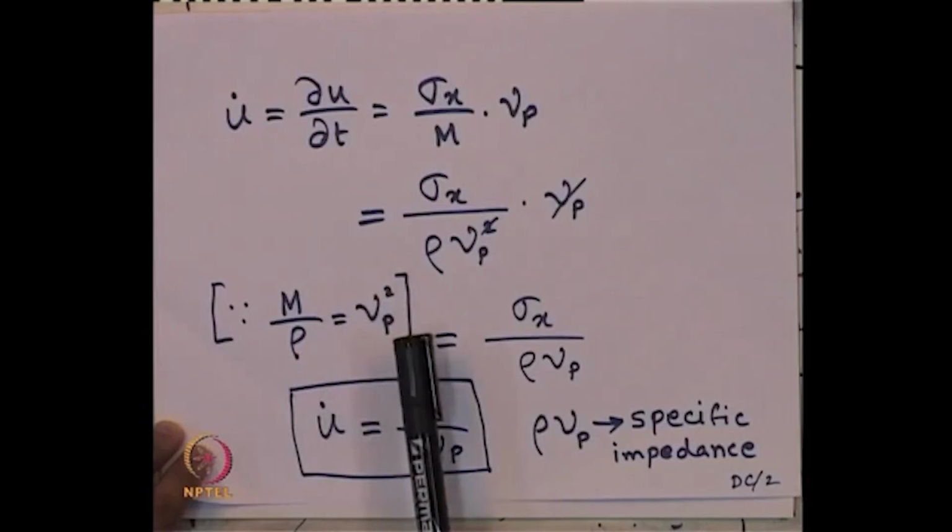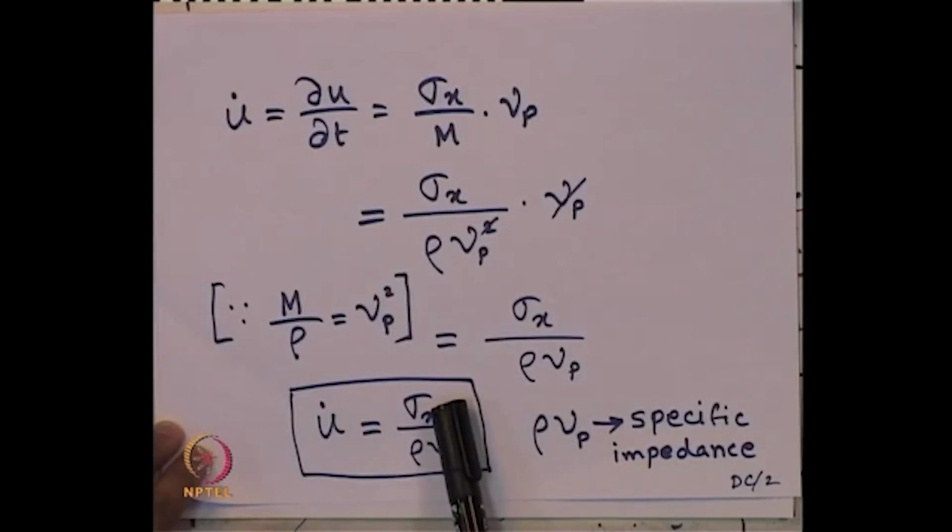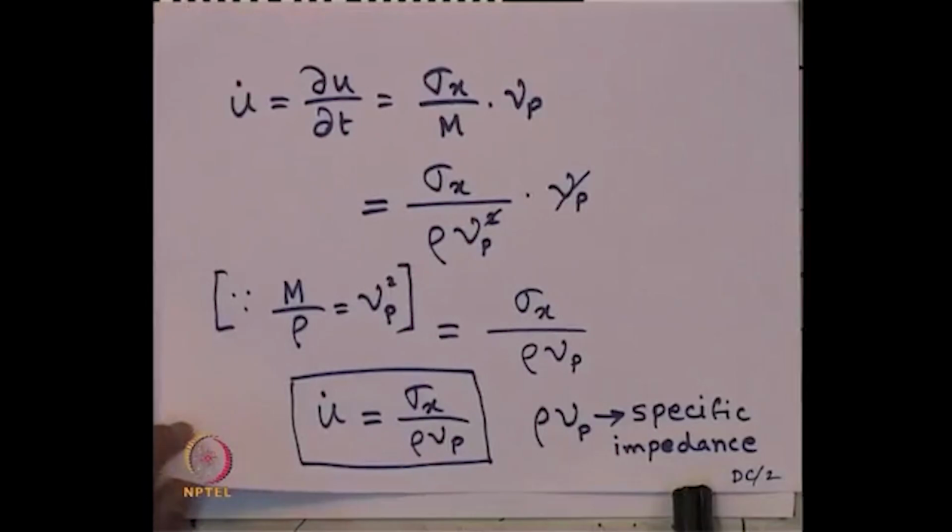As I was mentioning, V p is nothing but root over M by rho, M is nothing but constraint modulus, rho is the density of the material, and this is the relationship between the particle velocity with respect to stresses, and this parameter, the multiplication of density with respect to the velocity of this P wave, that is rho V p, is known as specific impedance. So, that is the specific impedance of the material.